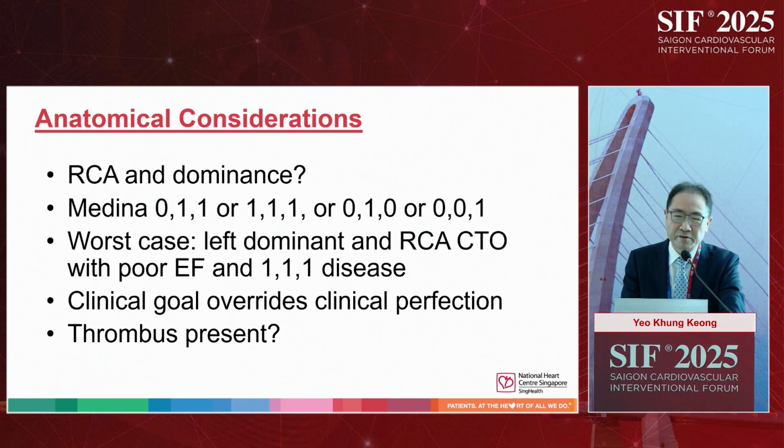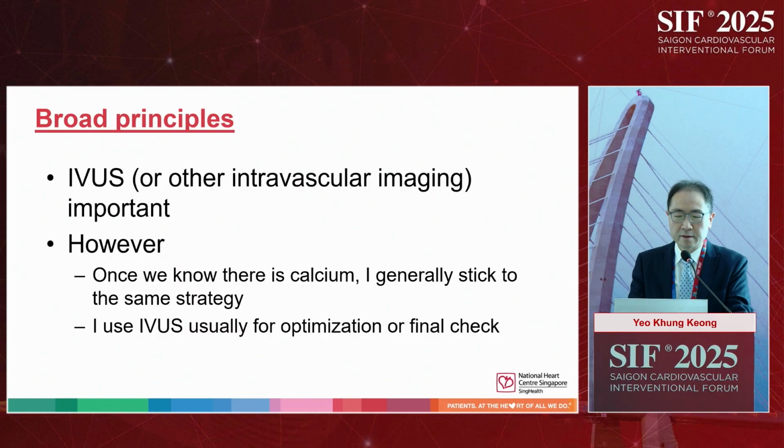What about anatomical considerations? I've already discussed the issue of dominance, especially whether the right is occluded, and the nature of the bifurcation: what kind of Medina classification is it. In my mind, the worst case scenarios, other than an unstable patient, are those with a left dominant system, or RCA CTO with a poor LV function and one-one-one disease. I must say that for me, the clinical goal of getting the patient out alive overrides anatomical perfection. And lastly, I want to make sure that there's no thrombus present when we want to talk about rotablation.